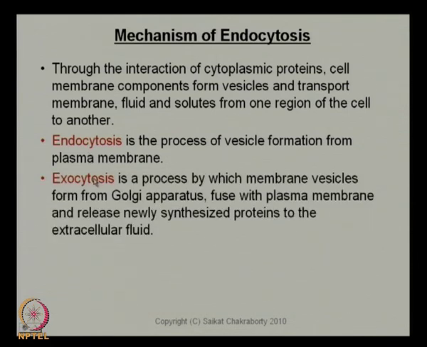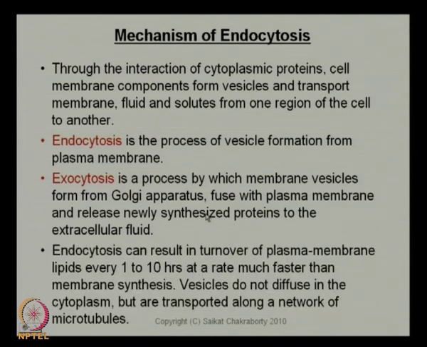Exocytosis is a process by which the membrane vesicles formed from the Golgi apparatus fuse with the plasma membrane and release newly synthesized proteins to the extracellular fluid. We are not studying exocytosis in this chapter, but this is just to inform you what the definition is. It is a reverse process. So, if you synthesize something inside and you want it in the bloodstream, this is the process, just the opposite of endocytosis. And endocytosis can result in turnover of plasma membrane lipids every 1 to 10 hours, at a rate much faster than membrane synthesis. Vesicles do not diffuse in the cytoplasm, but are transported along a network of microtubules.